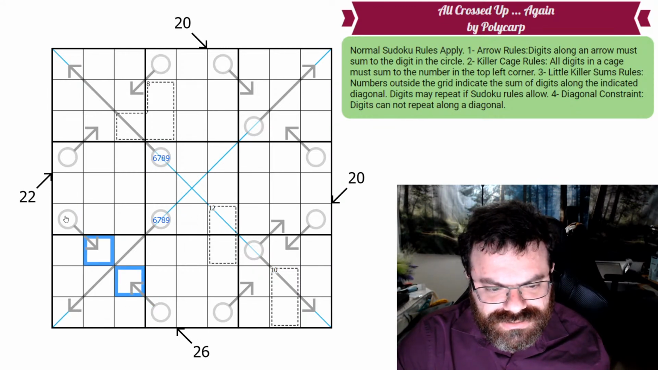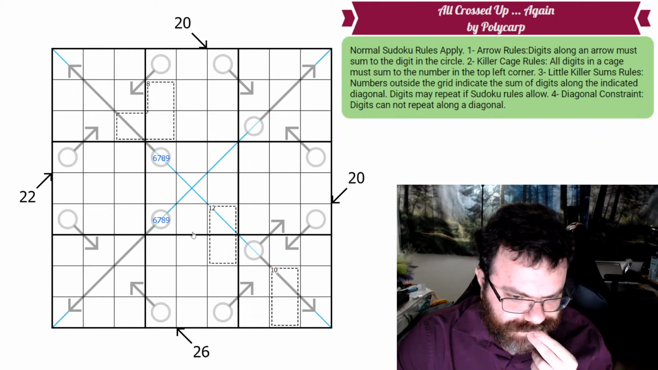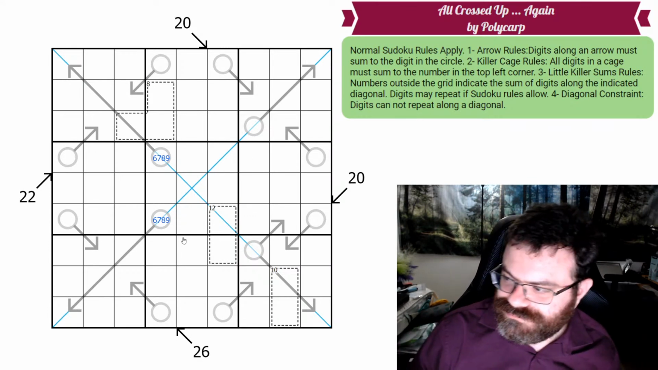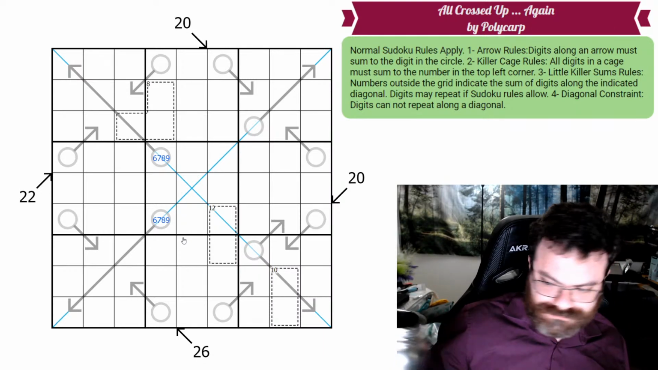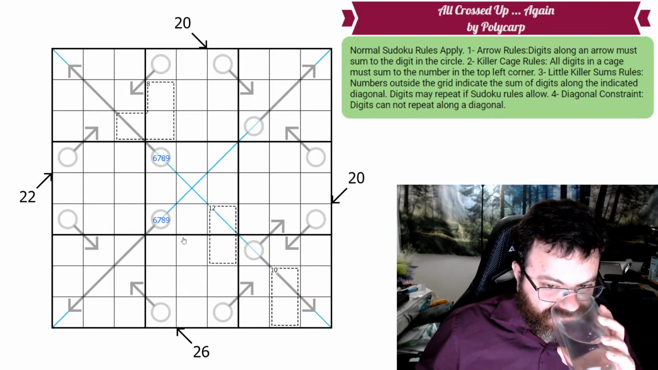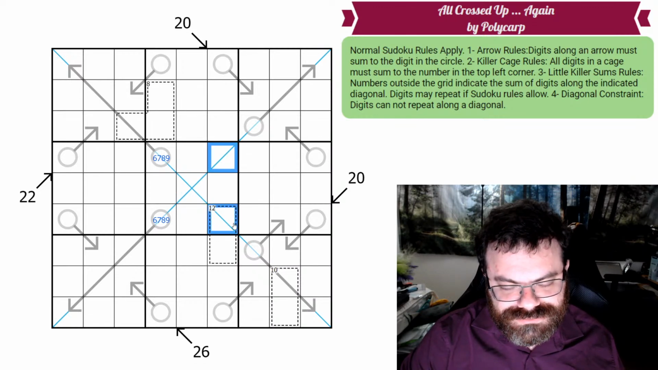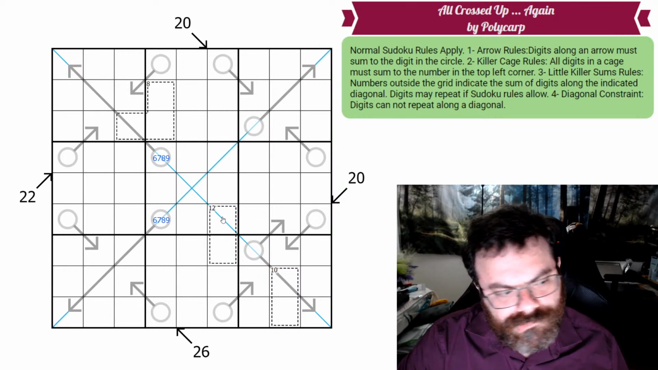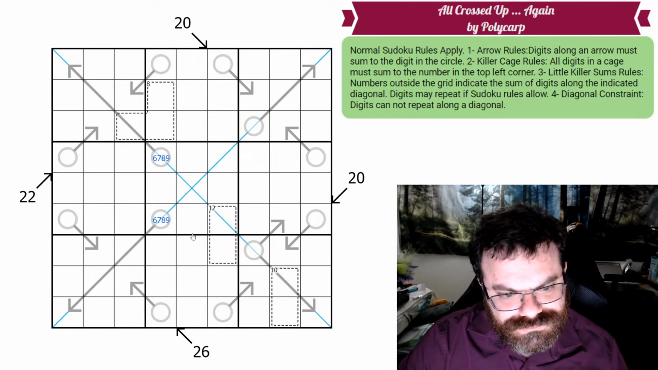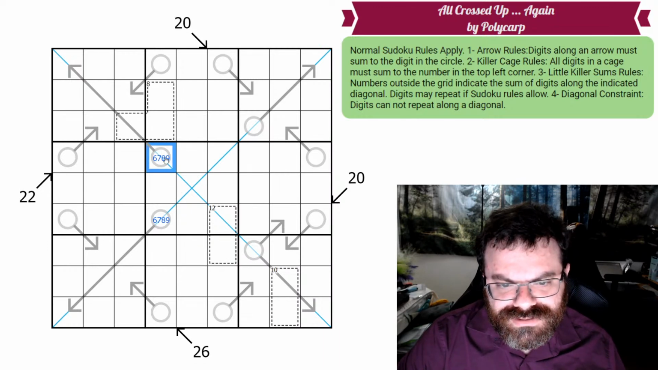It's 26, so these add to 13, these add to 13. It's okay, you guys can know the secret. The center cell could be even, and then both of these could be odd. I'm wondering about whether 6 is actually viable here, because that would add to 12.